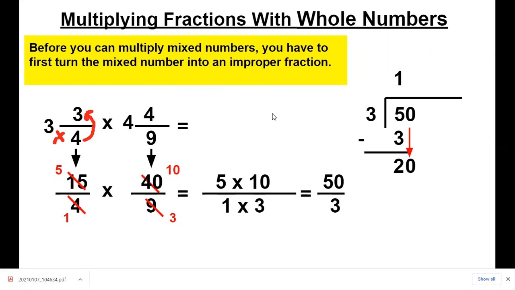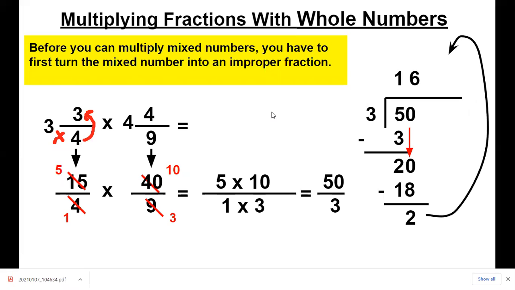Without going over, right? So 3 times 5 is 15. Can I get closer? 3 times 6 is 18. That's pretty close, but what's 3 times 7? That's 21. That's over, right? So I have to use 6. 3 times 6 is 18. 20 minus 18 is 2. What do I do with my remainder? I'm going to bring it up to the top. The 2 is going to become my numerator. My bottom number is going to stay a 3. So my answer is 16 2/3. Yay!